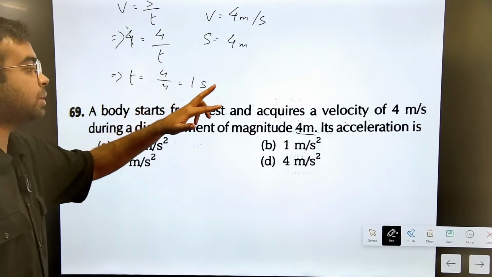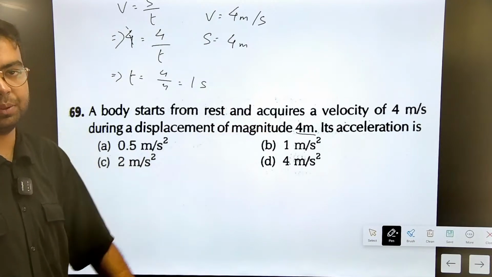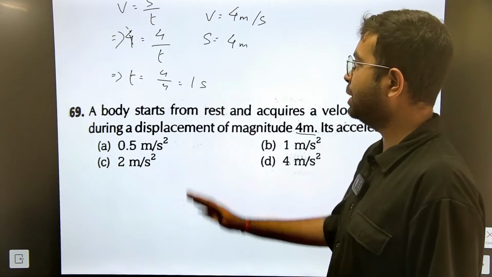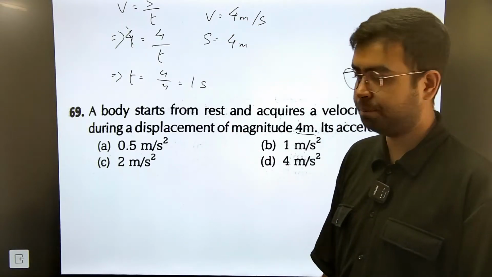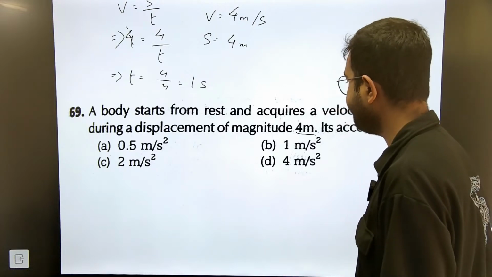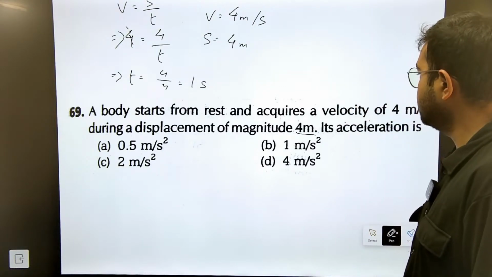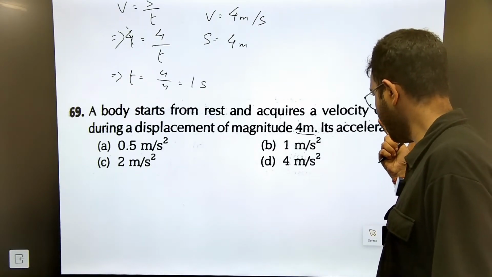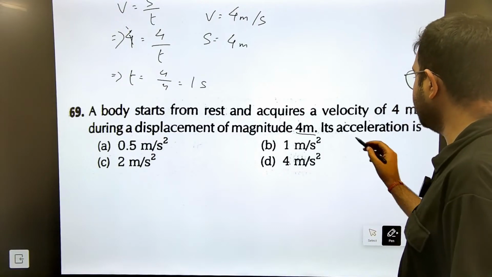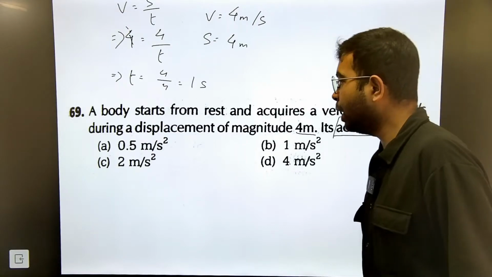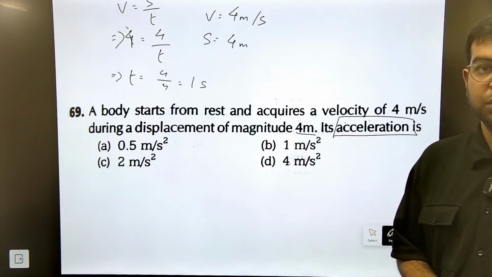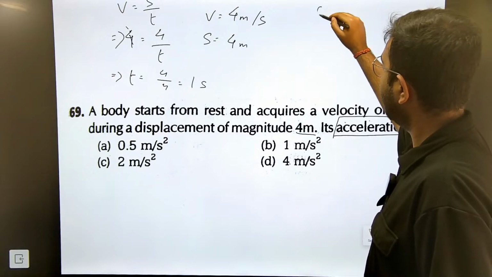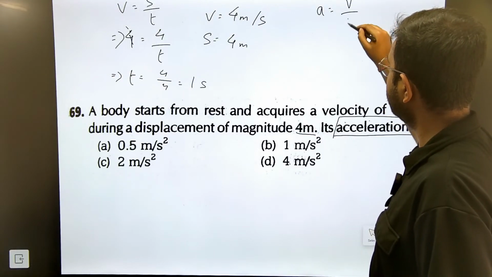ठीक है, मतलब 1 सेकंड में इसने एक्सीलरेट कर दिया 0 मीटर पर सेकंड से 4 मीटर पर सेकंड. ओके, नाउ व्हाट इज हैपनिंग हियर? हमें टाइम मिल गया है और वेलोसिटी हमारे पास ऑलरेडी है. नाउ व्हाट इज द फॉर्मूला फॉर एक्सीलरेशन? हमसे एक्सीलरेशन पूछा है ना. What is the formula for acceleration? The formula for acceleration is acceleration equal to velocity by time.